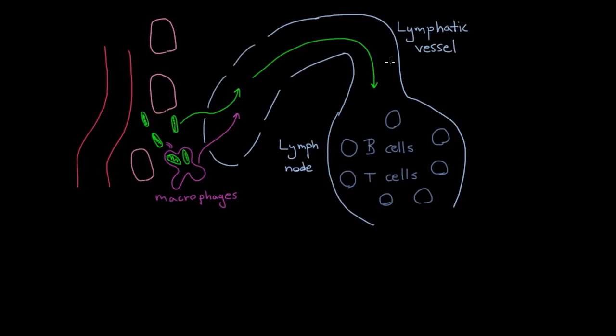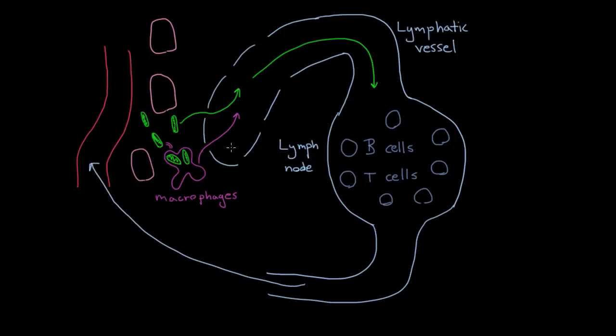So obviously by the time all this stuff gets here to this lymph node, that can't be the end of the lymph vessel. So the lymph vessel is actually going to continue. It's going to eventually carry fluid and such back into the blood. So ultimately the fluid is going to end up back in the blood.